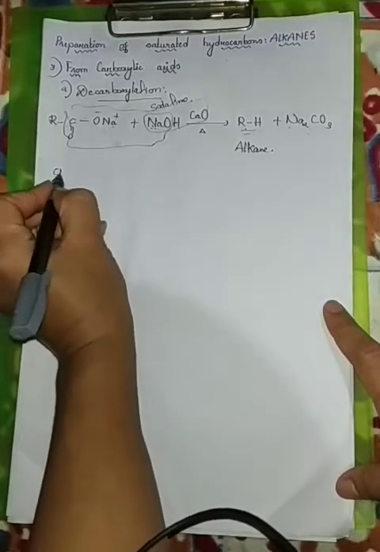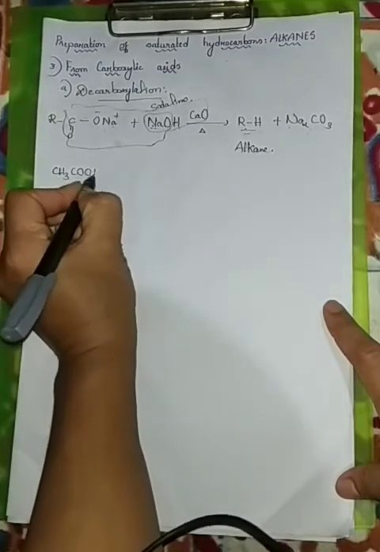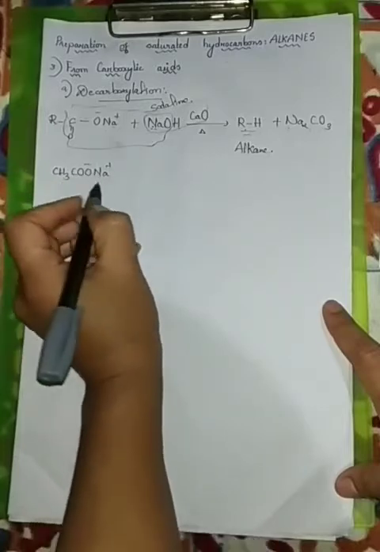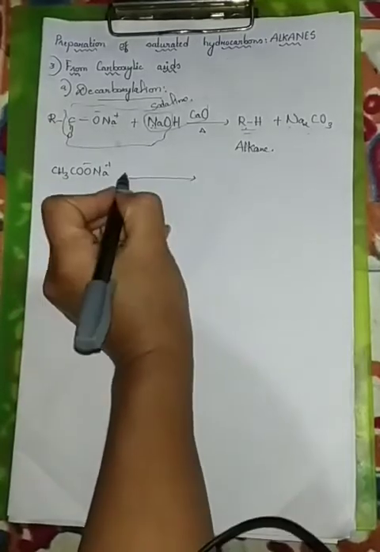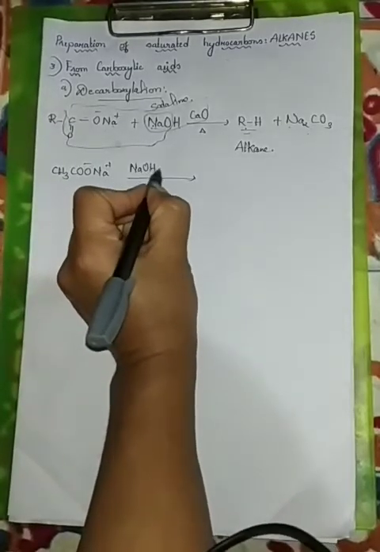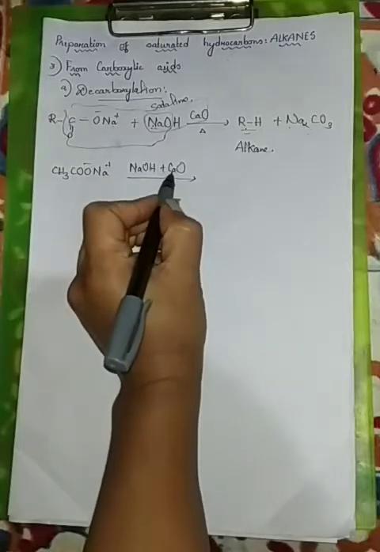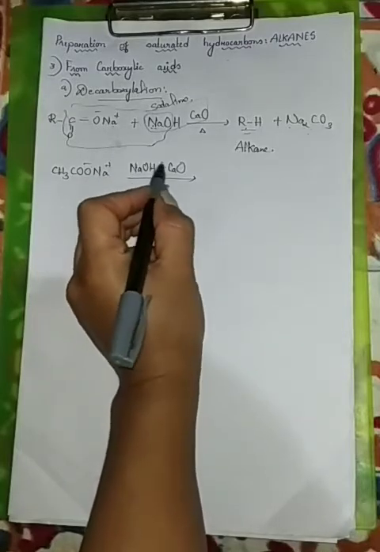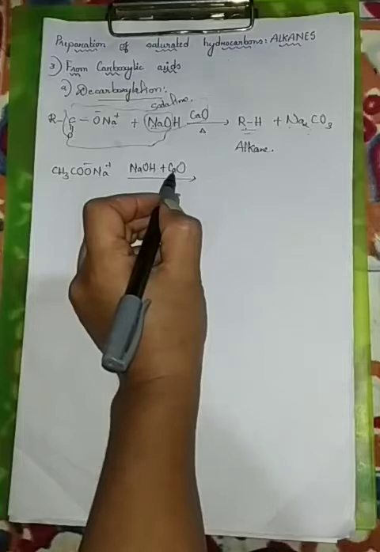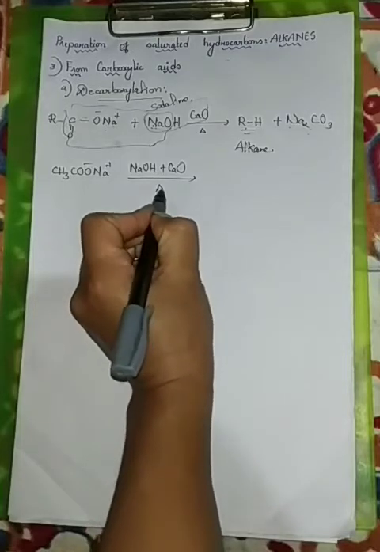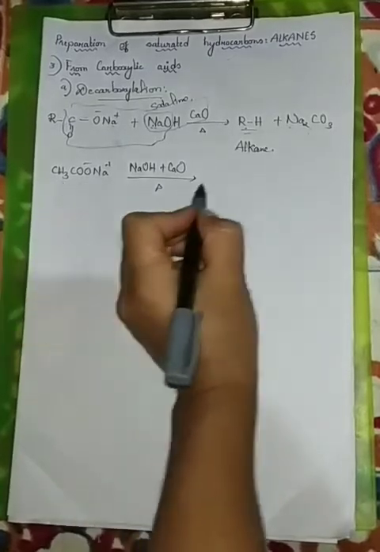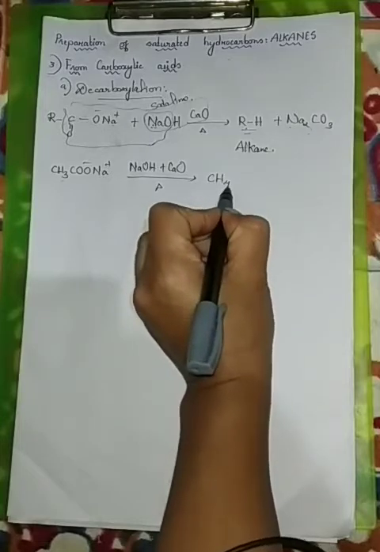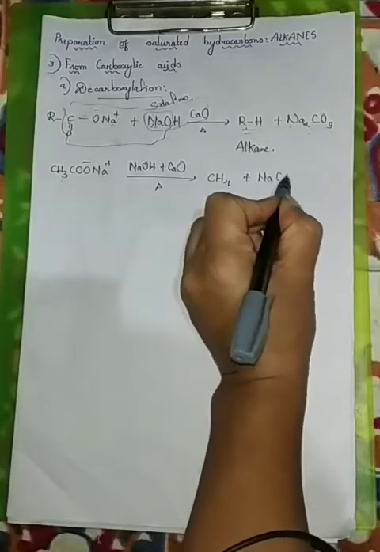An example here is CH3COONa. When it reacts with soda lime, that is NaOH plus CaO, calcium oxide and sodium hydroxide together are known as soda lime. On heating, we get our CH4, methane, and Na2CO3.